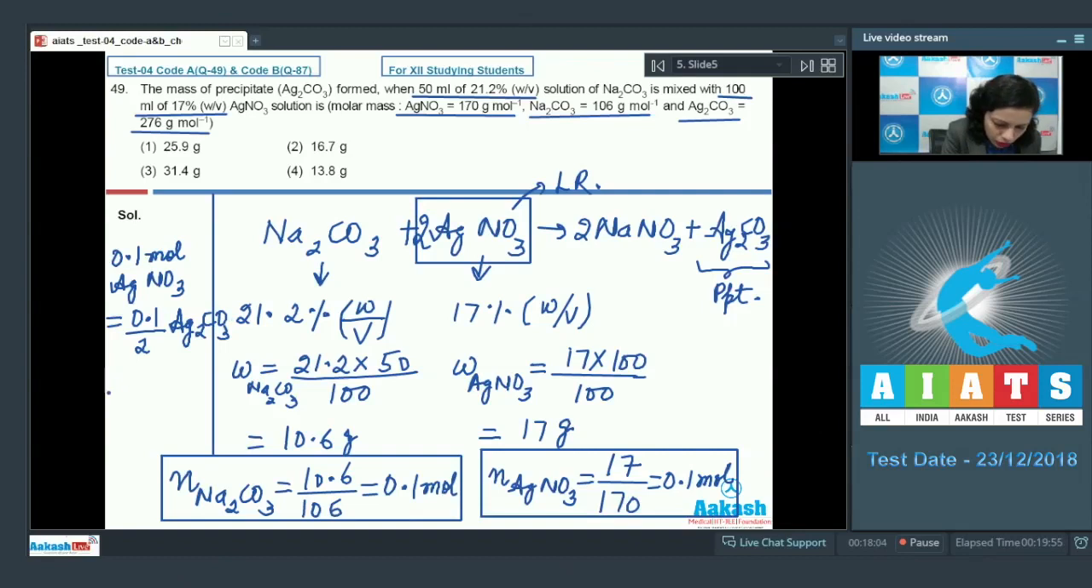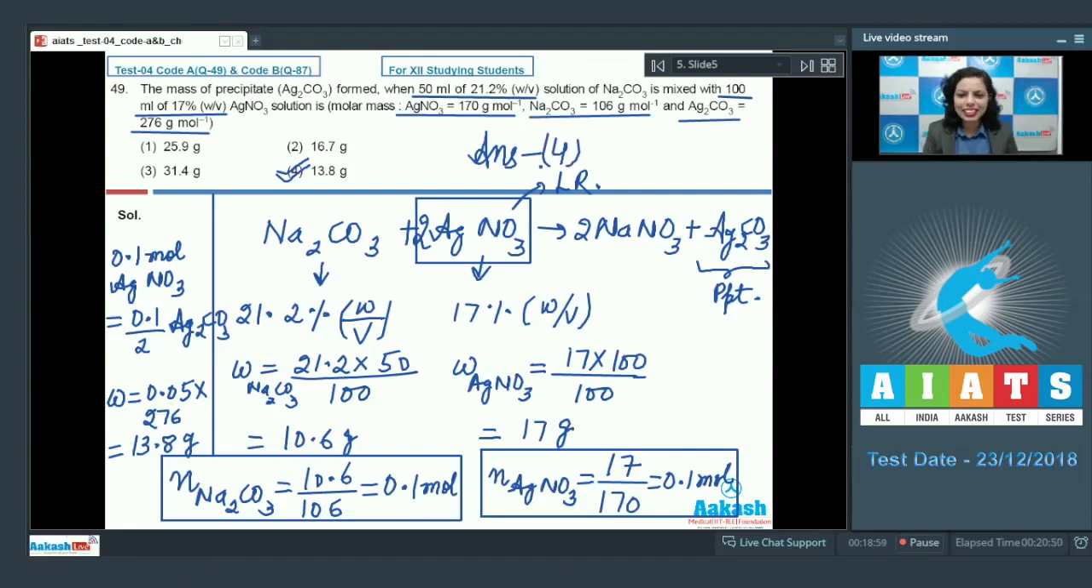And what would be the mass of this? This mass of this would be given moles. That would be 0.05, because if you divide 0.1 by 2, you will get 0.05, and then multiply it by the molar mass of Ag2CO3, that is 276 gram per mole. And if you solve this, you will find out that this amount is equal to 13.8 gram. And yes, this is our final answer also. So where it is given, just have a look. You will find out that it is given in option 4, and this is our correct answer. That's option 2. After this, let's take next question.